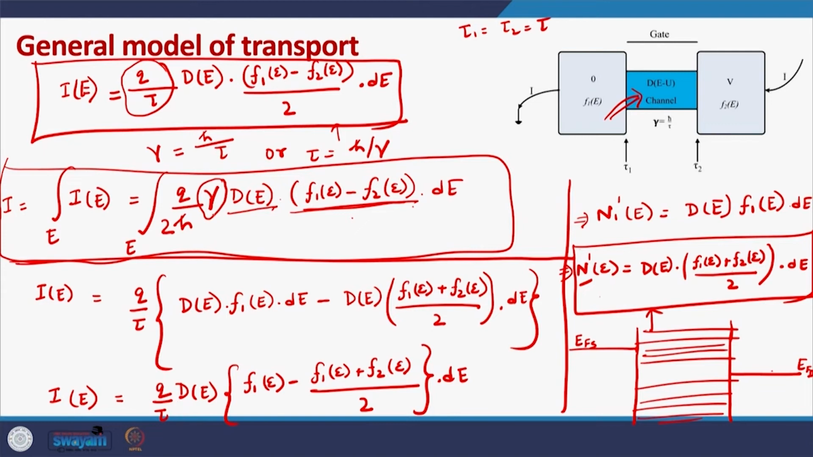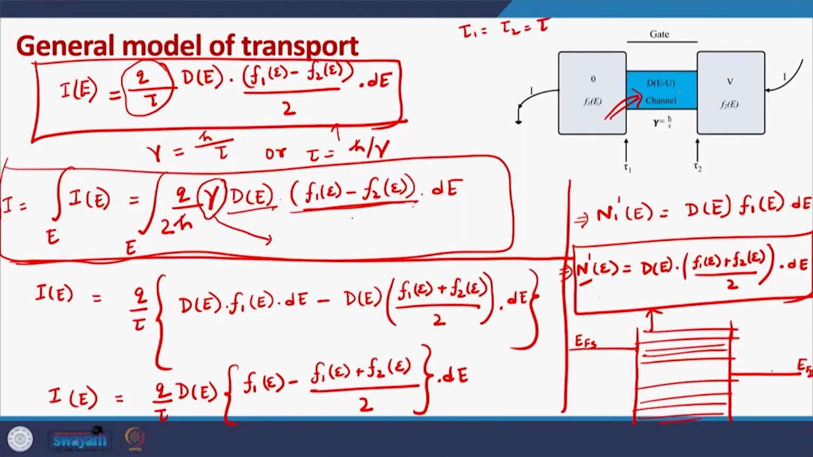It also, in other words, captures the interaction of the contacts with the channel. So, we need to know the Fermi functions in the contacts, we need to know the density of states, we need to know the interaction between the contacts and the channel.